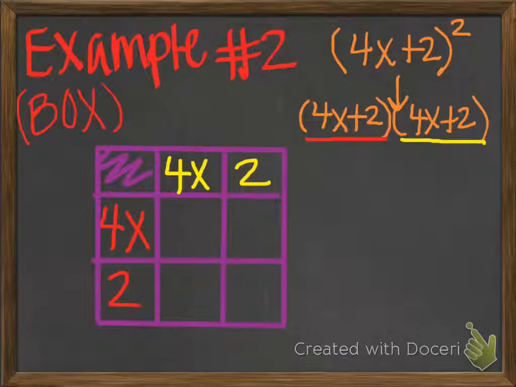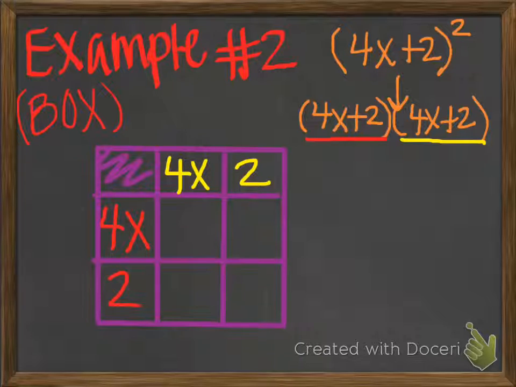Example 2 is the box method. When we use the box method, we will fill in each term and then multiply each row by each column. So as you can see here, 4x plus 2 squared is the same thing as 4x plus 2 times itself, 4x plus 2. So I've already filled it in the box, and we just multiply each row by each column.